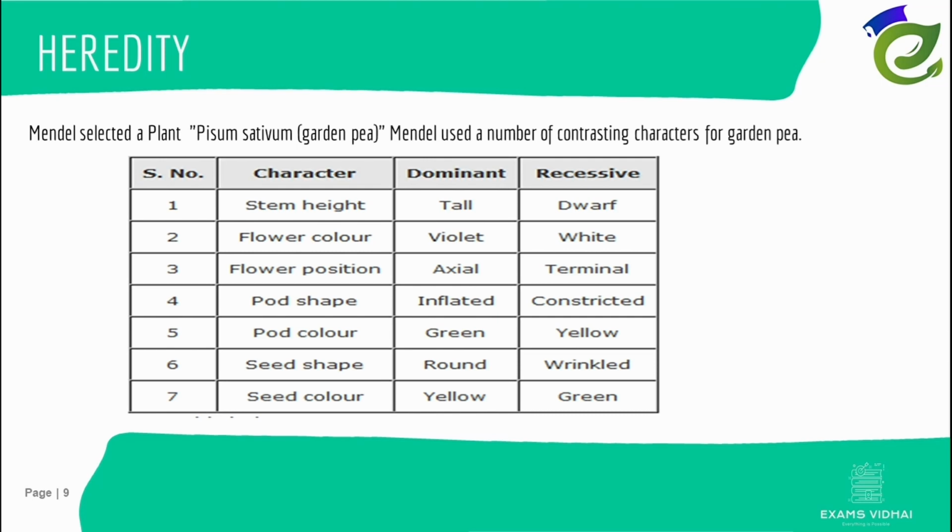One is dominant and other one is recessive. For stem height it's tall and dwarf. For flower color it's violet or white. Similarly, for other things we'll have axial, terminal, inflated, constricted, green, yellow, round, wrinkled, yellow and green. Pause the video and observe the table carefully.